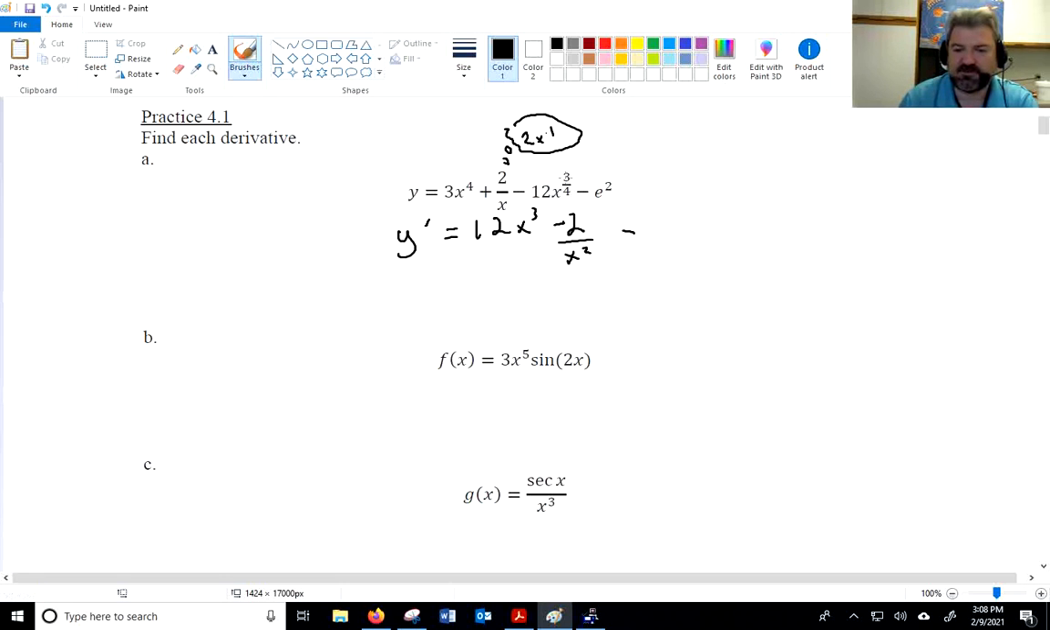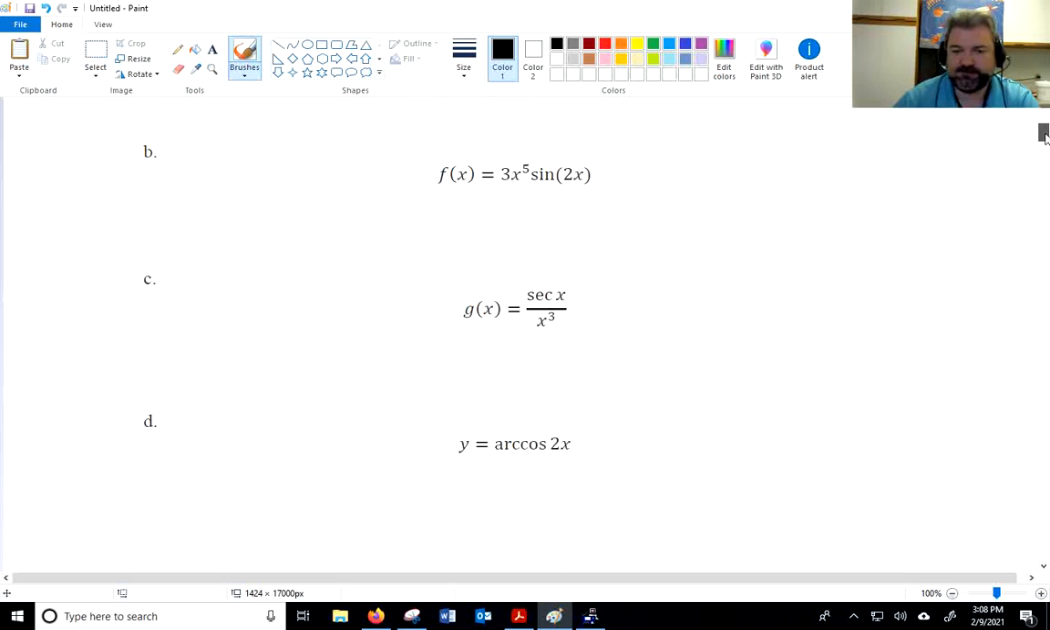All right, on the next one, bring down the exponent. 12 times 3/4 is actually 9, because 12 divided by 4 is 3, and 3 times 3 is 9. And this becomes a negative 1/4 when I subtract 1. Now, the derivative of e squared is 0 because e is a constant. e squared is still a constant.